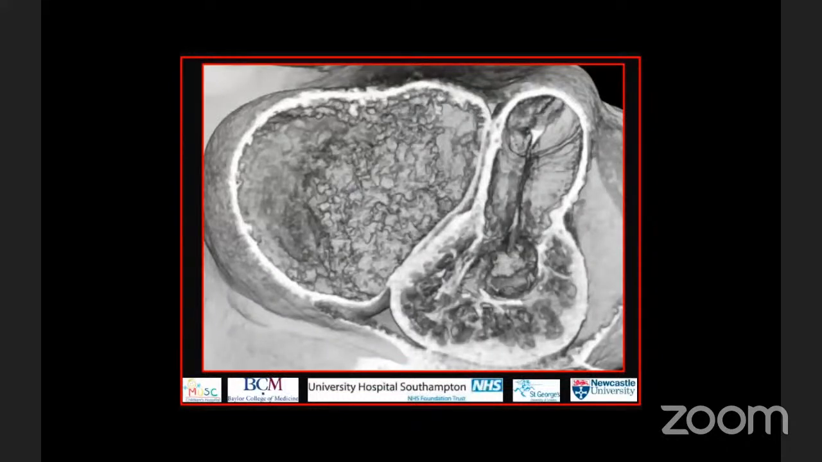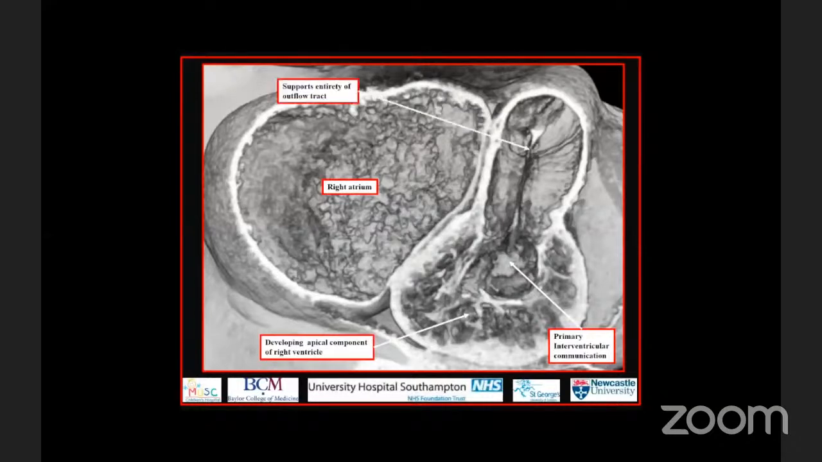I also showed you this picture when we looked at these processes in our previous session. It's an oblique cut viewed from the right, and that is the cavity of the developing right atrium. I hope you can see the developing right atrium has no connection with the developing right ventricle, and that is why all the blood coming into the apical component of this right ventricle has to pass through the primary interventricular communication. And again emphasizing that at this early stage, the entirety of the outflow tract is supported by the developing right ventricle.